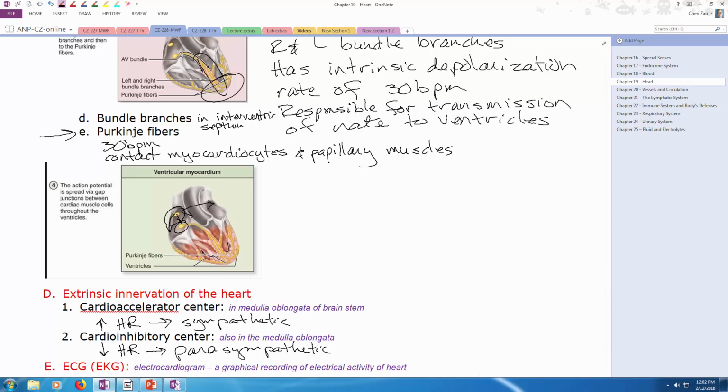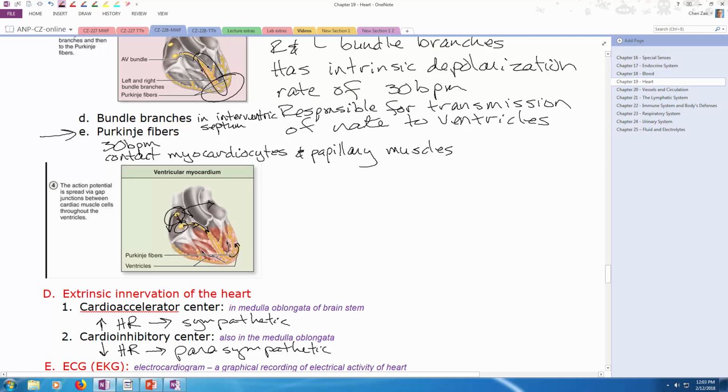Then the AV node will send the rate down the bundle of His, or the AV bundle, which then branches about mid-interventricular septum into the right and left bundle branches, servicing those ventricles. And then they come out along the exterior of the ventricles and will finally terminate with the Purkinje fibers, which is the end of the nodal system. And the AV bundle and Purkinje fibers and anything in between has an intrinsic or inherent rate of 30 beats a minute. So the heart is wired to beat.